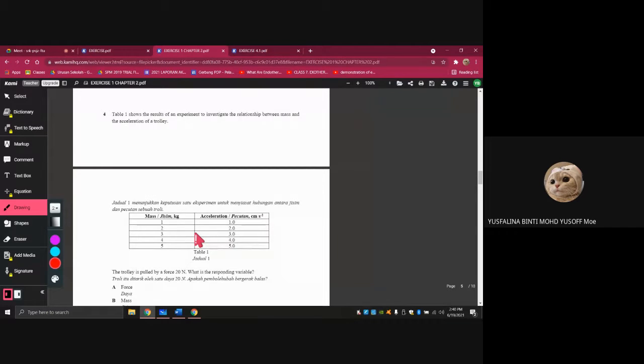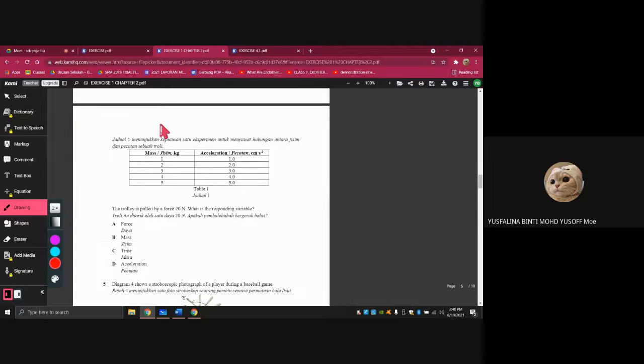Okay, for number 4. Table 1 shows the result of an experiment to investigate the relationship between the mass and the acceleration. The force is pulled by 20 Newton. So what is the responding variable?